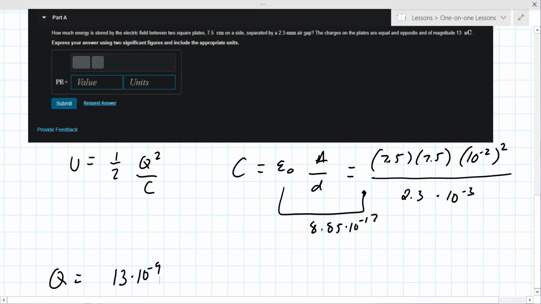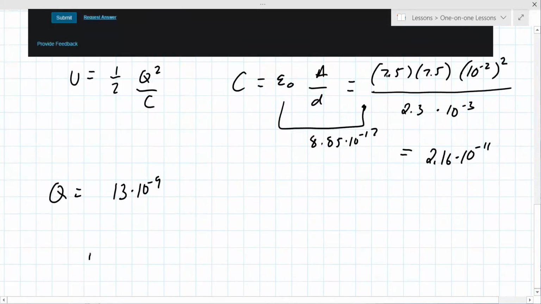So it's whatever this number is here squared divided by this number here, and then you take a half of it. So I'll get some of the intermediate calculations for you to help. And I'm sorry this is not better than it is, but this is all I got. 7.5 squared, 10 to the minus 4th over 2.3. So the first one here, this C, is about 2.16 times 10 to the minus 11. Okay. So U is going to be 1/2 Q squared over C. So let's do.